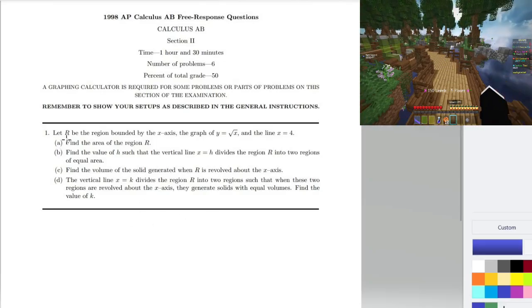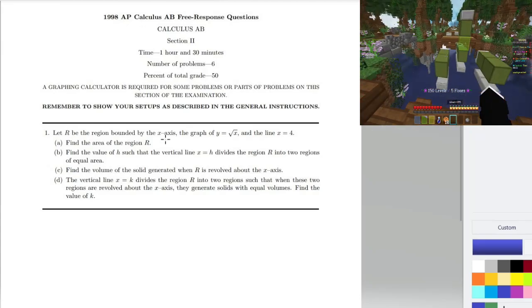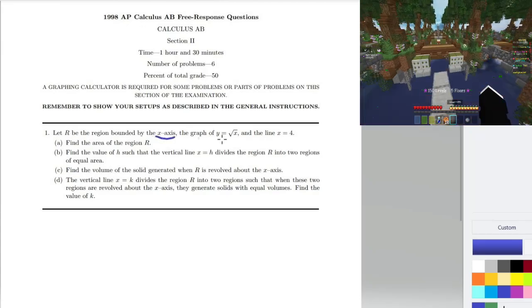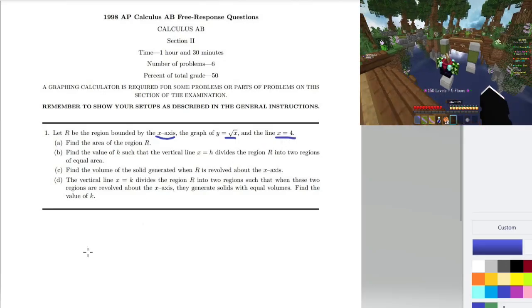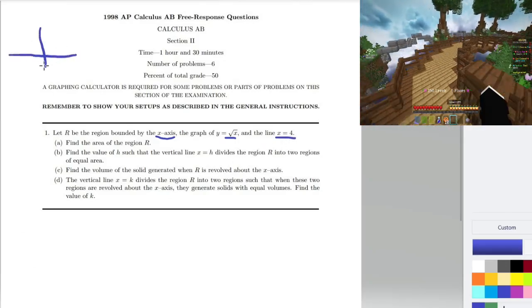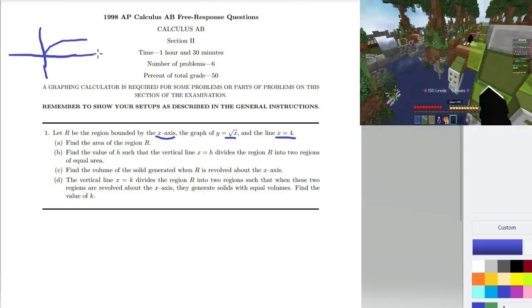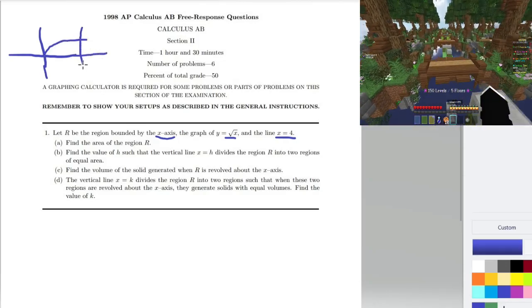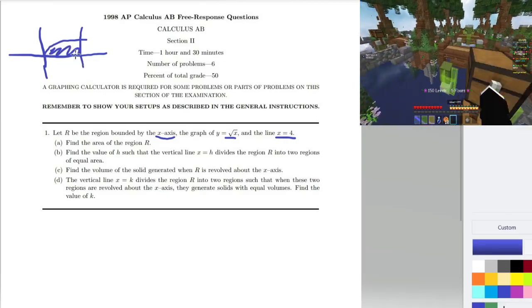Okay, first we're going to find the region R. We know that R is going to be bounded by the x-axis, the square root of x, and the line x equals 4. So I'm just going to draw it up here. We have our nice little plot. We're going to have a function that looks sort of like that, and we're going to have a cutoff at x equals 4 here. So we're finding this region here.